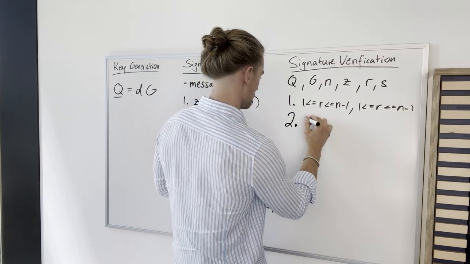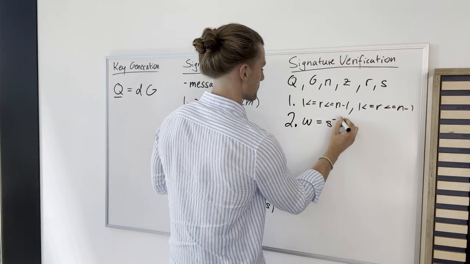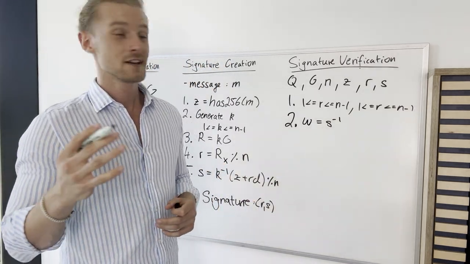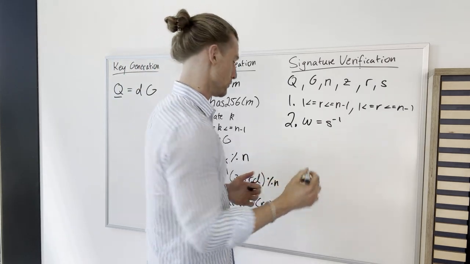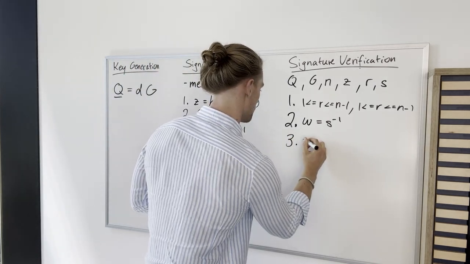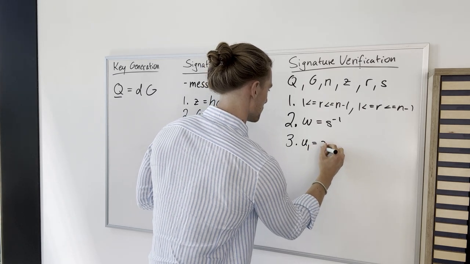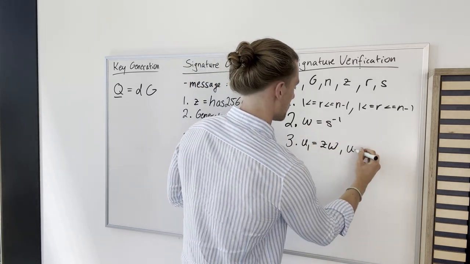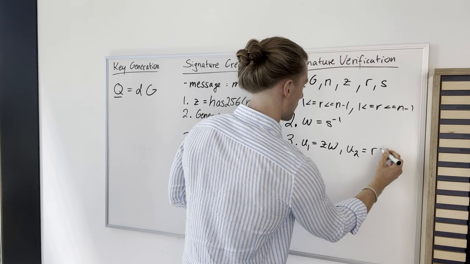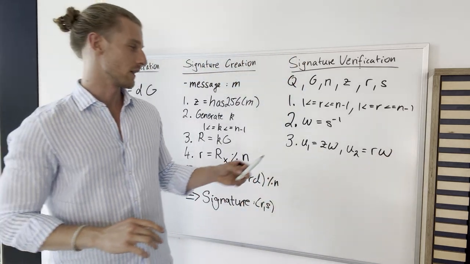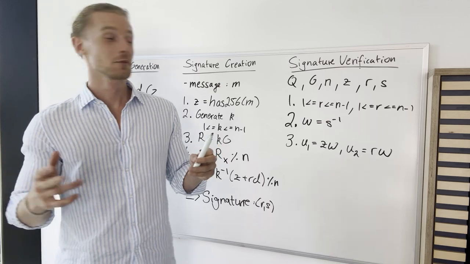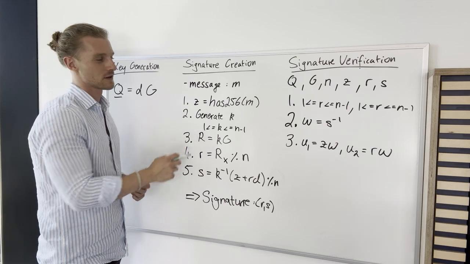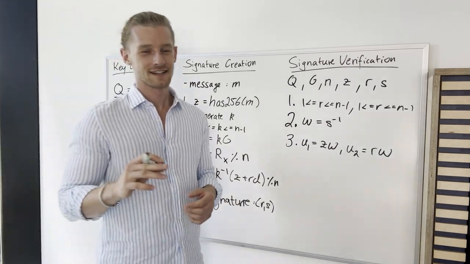Then the second step is to compute the inverse of S. We'll just call this W. So W is equal to S minus 1. Remember that S is this down here. Then we calculate U1 and U2, where U1 is just equal to Z multiplied by this W, and U2 is equal to R multiplied by that W. Now, we will be using this U1 and U2 to actually reconstruct this point R here in a really clever way in a second.